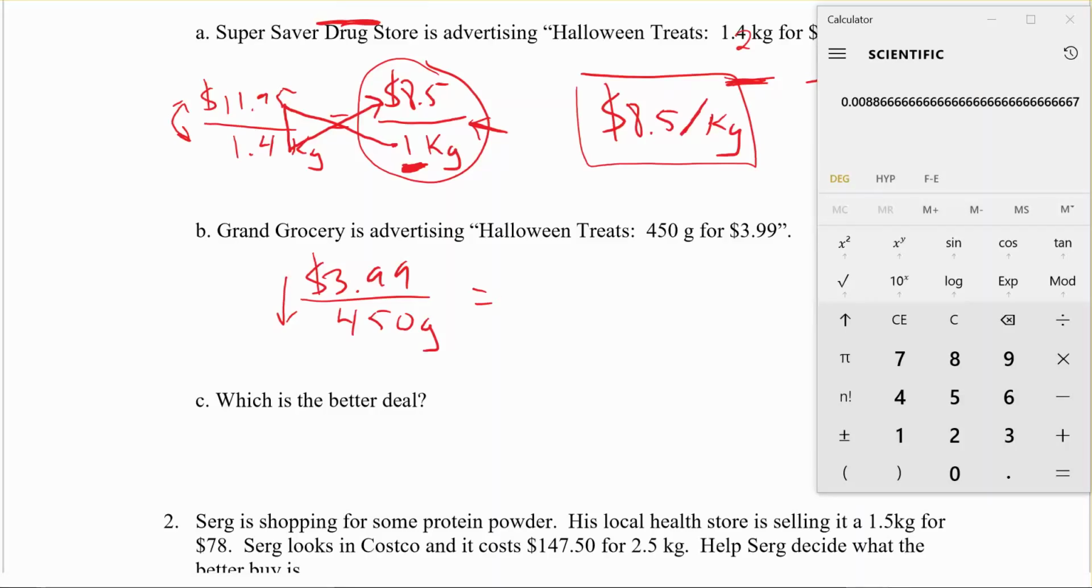So I just wanted to show you guys this now. When I put this into my calculator here, $3.99 over 450 grams, I ended up with this number up here, right?